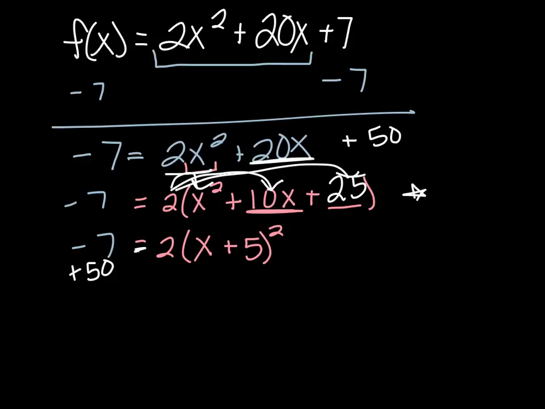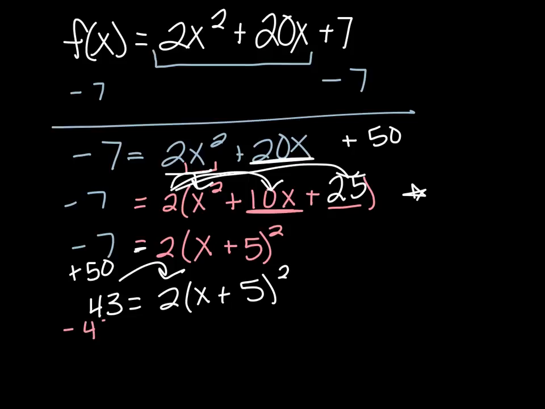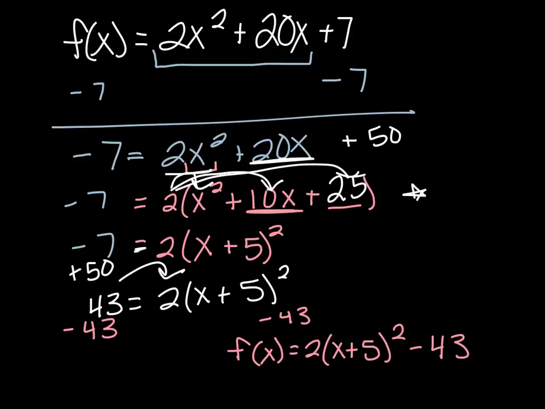So when I do that, I have 43 equals 2 times (x plus 5) squared. Now the last step is I want to move 43 back to this side. So I'm going to go ahead and subtract 43. And my final solution for this is f of x equals 2(x plus 5) squared minus 43. And my vertex of this would be (-5, -43).